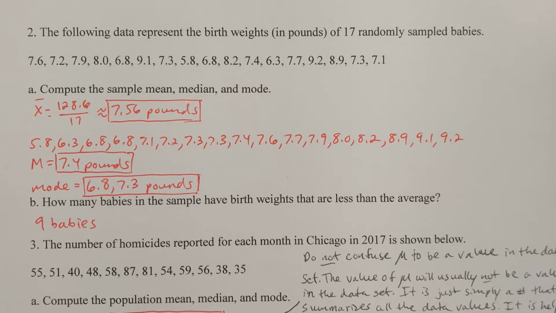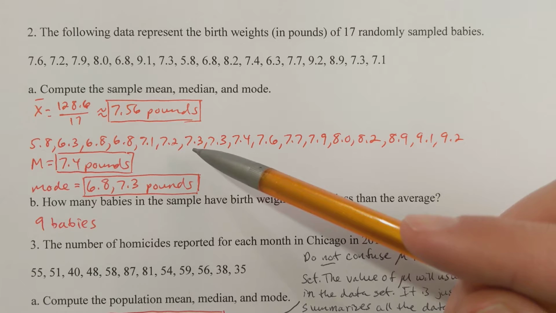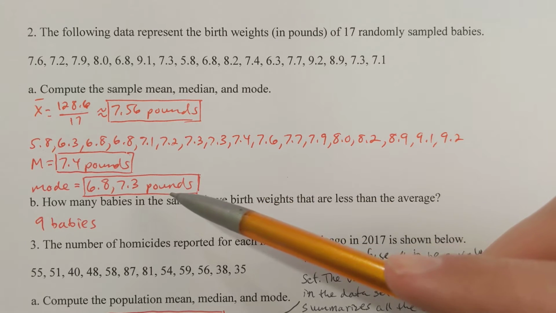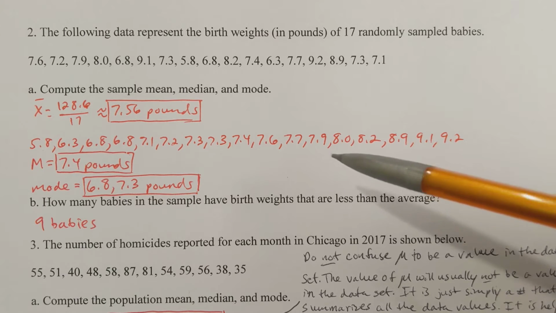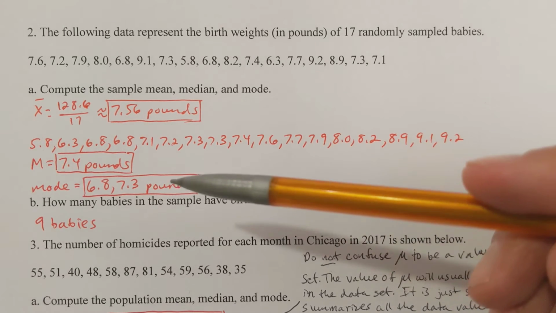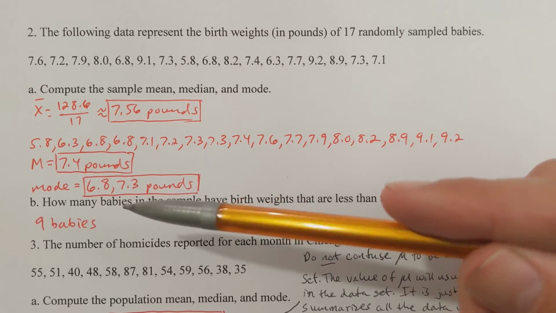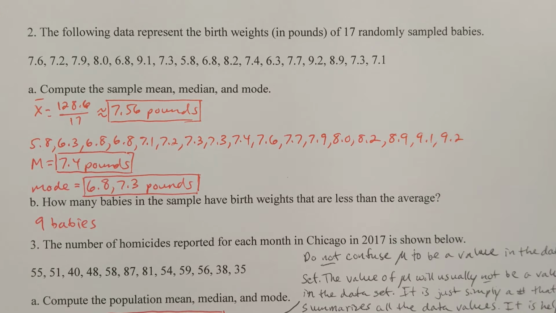The mode: I'm looking for the value that I see more often than any others. It looks like there are 2 modes here, 6.8 and 7.3. I see 2 of those, and there was only 1 of every other number. So this would be an example of a bimodal data set. I just write mode equals and then the 2 that I see, 6.8 and 7.3 pounds.